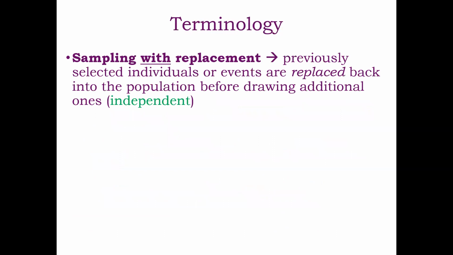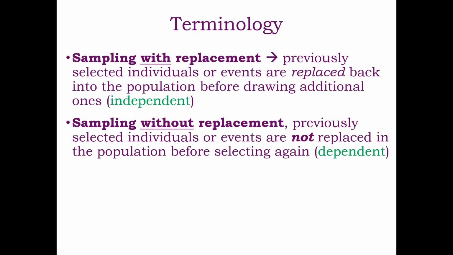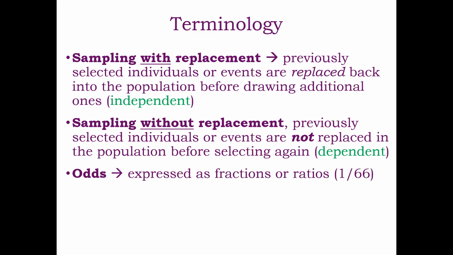When we replace that card, it's called sampling with replacement. This is when we put the card back in. In your fancy textbook terminology, previously selected individuals or events are replaced back into the population before drawing an additional one. This results in independent events. Sampling without replacement is when you don't put the card back. Previously selected individuals or events are not replaced into the population before selecting again. This results in dependent events.